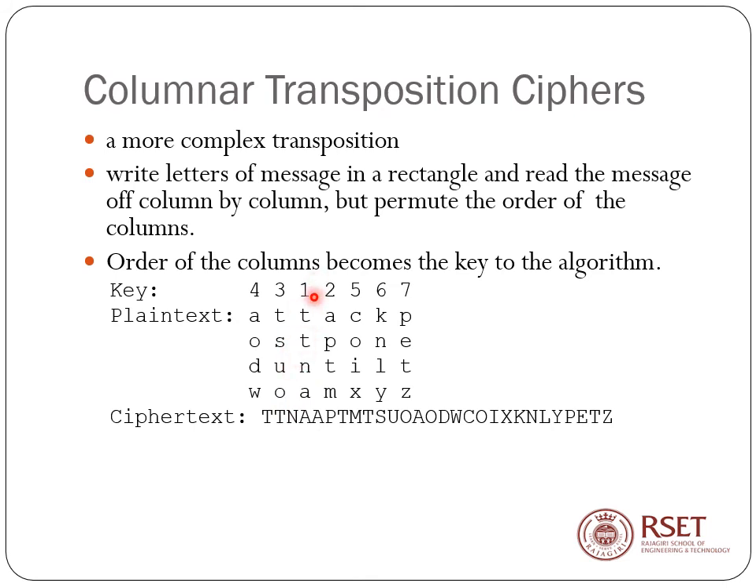That is, the column under number 1 will be taken, TTNA. Then after that, under number 2, that is APTM. Then you have the third column TSUO. Then you have fourth column AODW. Then 5, 6, 7. So this is the ciphertext.